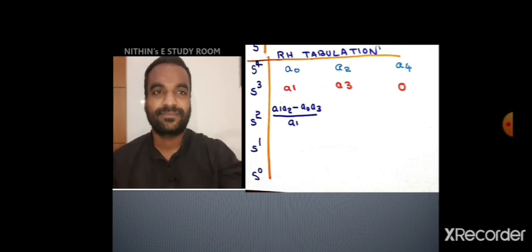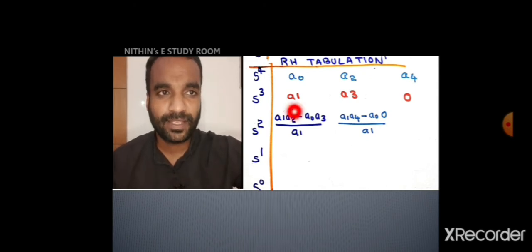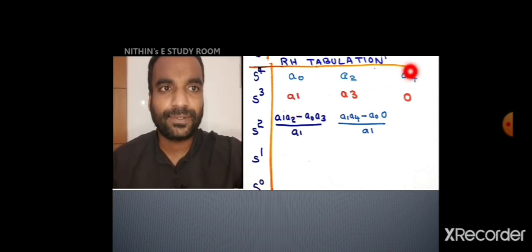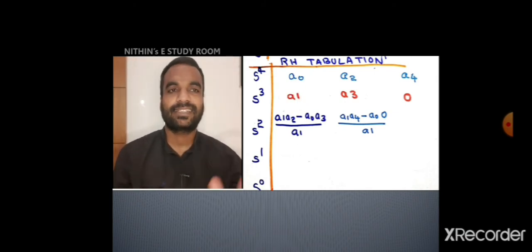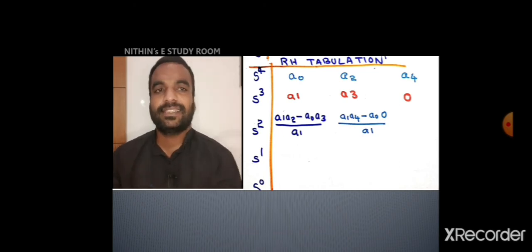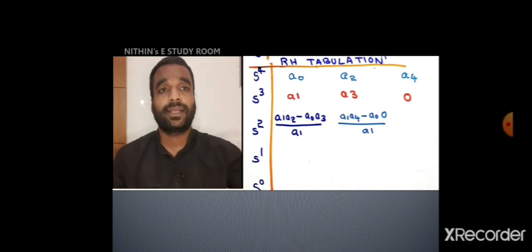Let us check. I will repeat once more. A1, A4 minus A0 into 0, all divided by the initial point A1. Is it clear? Is there anything in the third position of the row? Because if you have to write something, you have to multiply A1 with the other portion. Is there anything here? Nothing is here.